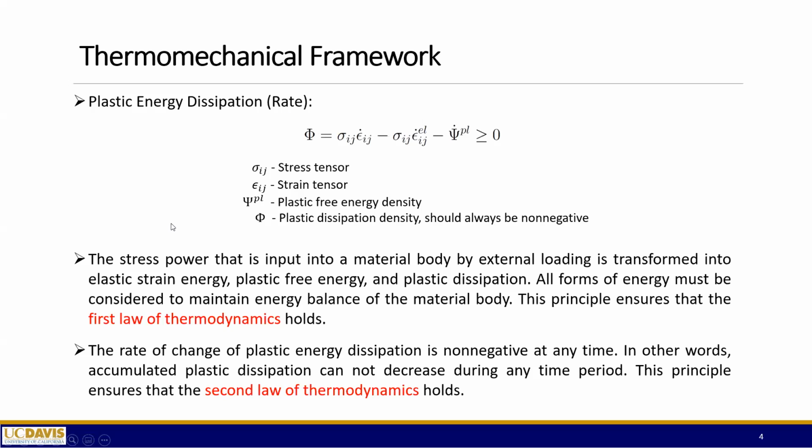Now this equation contains the two very important principles of thermodynamics. So the first law of thermodynamics says that the stress power that is input into a material body by external loading is transformed into elastic strain energy, plastic free energy, and plastic dissipation. And all of those forms of energy must be considered to maintain the energy balance of the material body. That's the first law. And then the second law of thermodynamics says that the rate of change of plastic dissipation should always be non-negative at any given time.